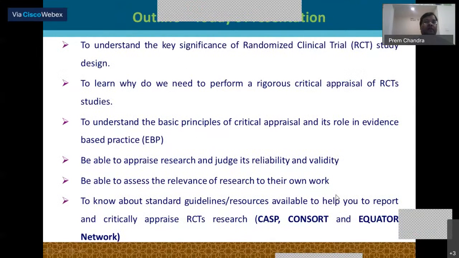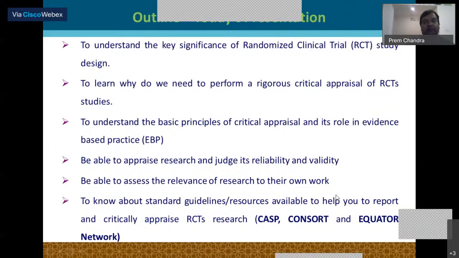So in my next 15 minutes talk, I would be discussing mainly how to make a critical appraisal. To start with, kindly note that because of the time limits, we would be talking about a very basic concept of the different steps that we use when we do a critical appraisal of RCT studies.